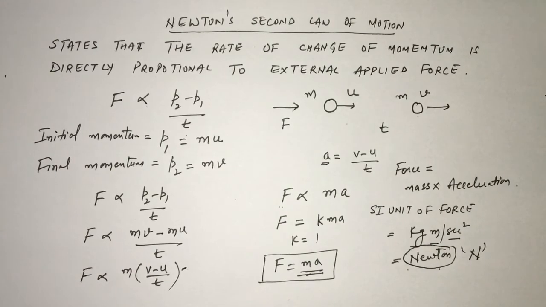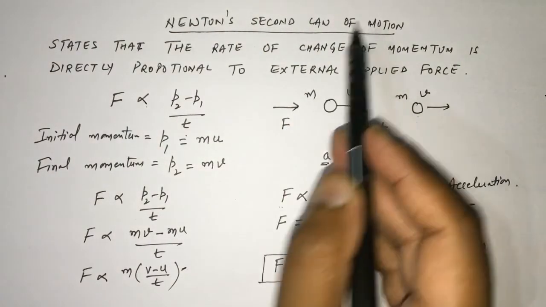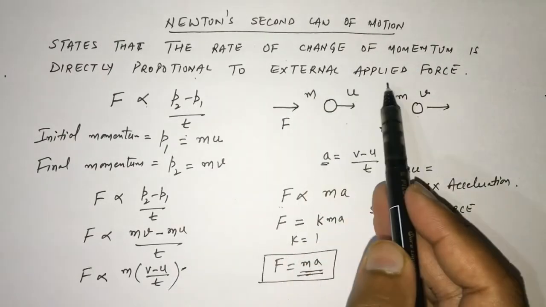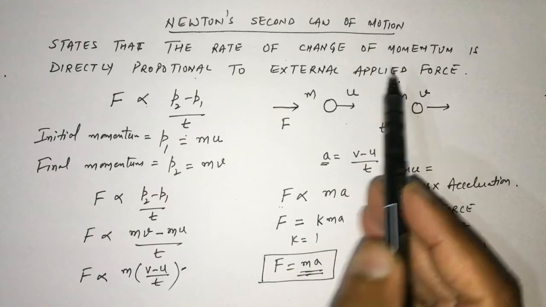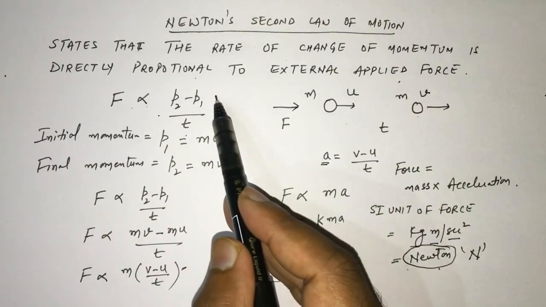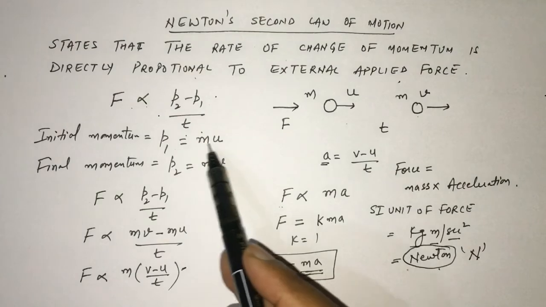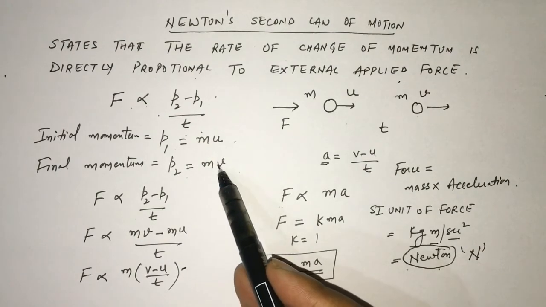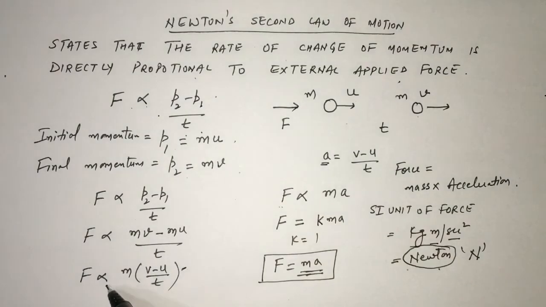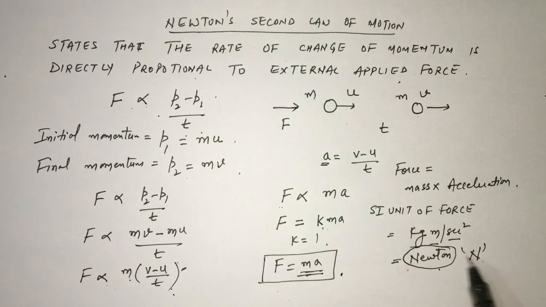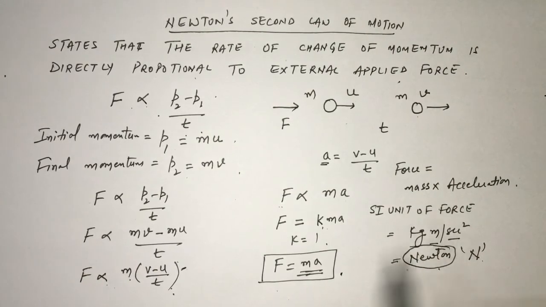Clear? Now I am repeating again. Newton's second law states that the rate of change of momentum is directly proportional to the external applied force. F is directly proportional to (P2 minus P1) upon t. Initial momentum is m into u, final is m into v. Put these values in the equation. We have F equals m into (v minus u) upon t. Change in velocity upon time becomes acceleration. So the proportionality constant k has the value 1, so F becomes m into a. The SI unit of force is Newton, which is equal to kilogram meter per second square.